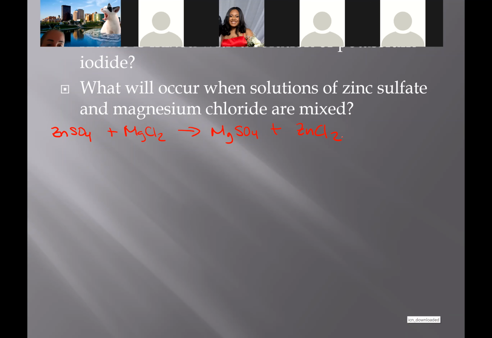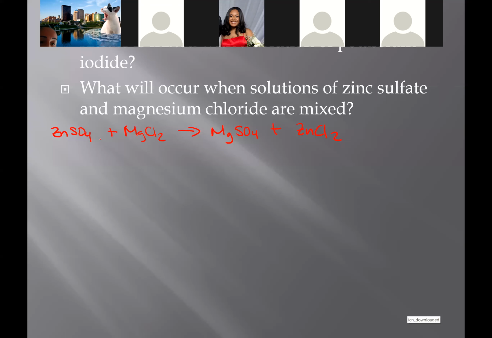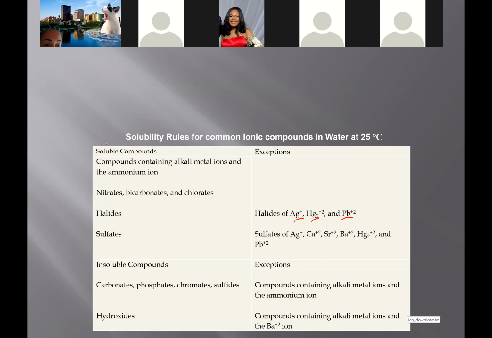So zinc sulfate, let's look at these sulfates. Zinc sulfate, is that soluble or insoluble? It's soluble. Okay, does everybody agree, or is it just Justin and me in the class? I agree. Okay, so aqueous. What about the magnesium chloride? It's soluble because it's a halide. Because it's a halide and it's not connected to any of those people, silver, mercury, or lead.